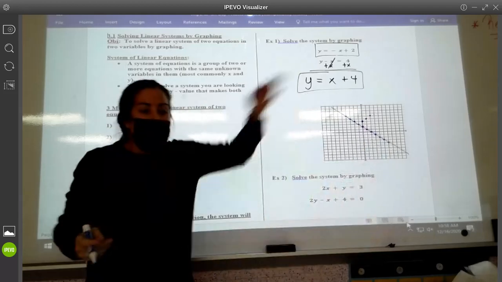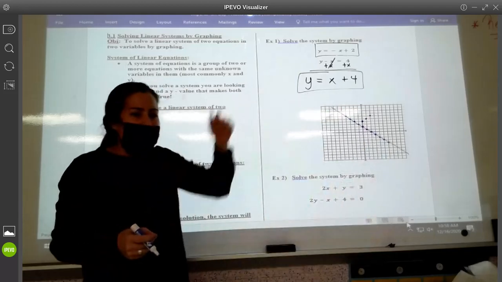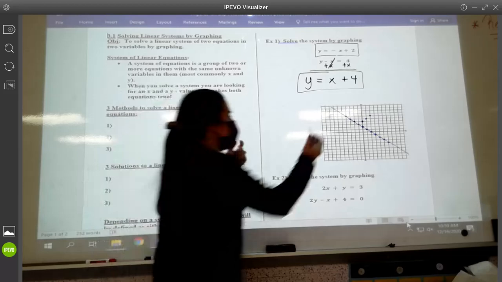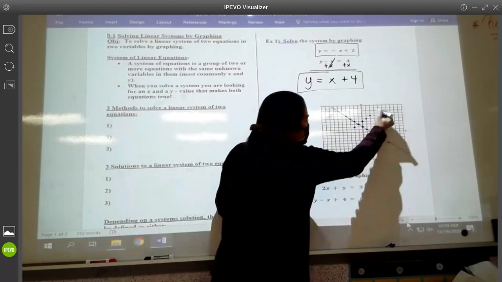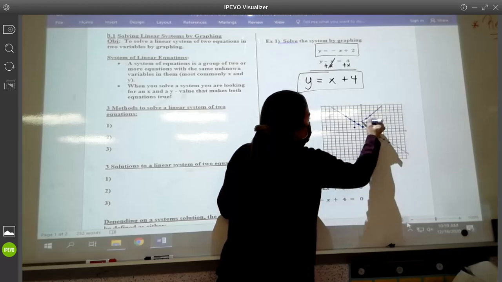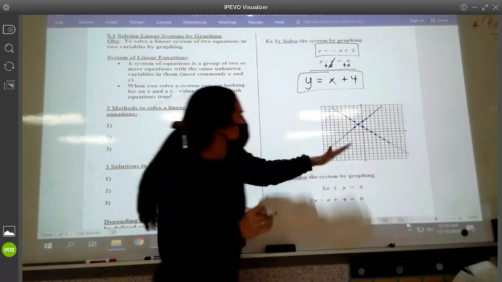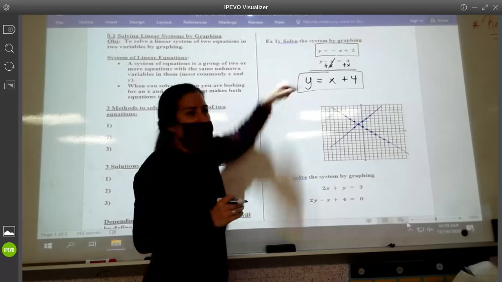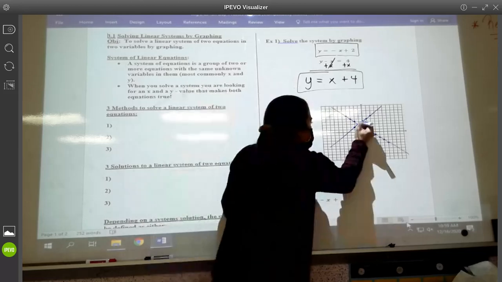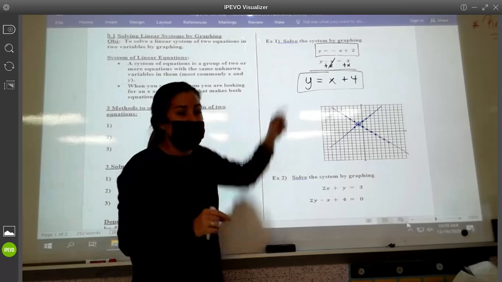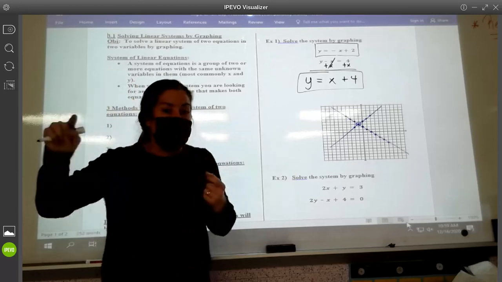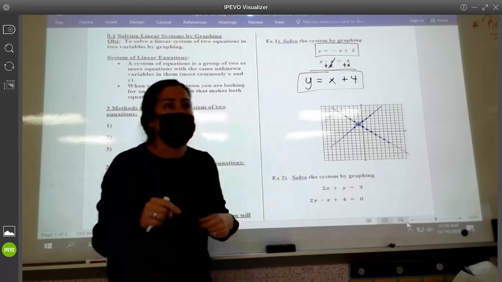But guys, you're going the wrong way. The other line is behind it, so don't go that way, go the other way. So go down 1 and left 1, and you actually come immediately to an intersection point. So now all of these points make the bottom equation true. But that one point right there where they meet, that's the solution to this system. That's the one x and the one y value that will make both of these equations true.